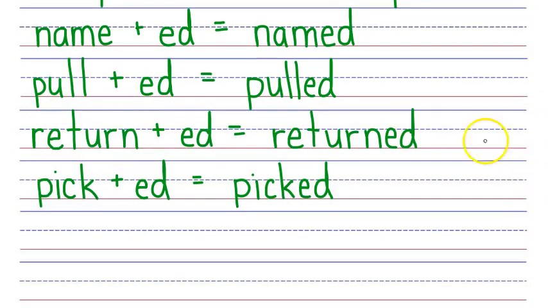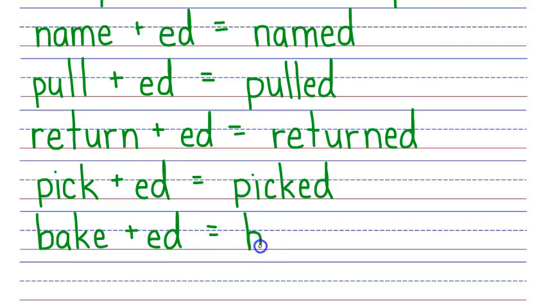Next word is bake. Bake is spelled with a B that says B, an A that makes a long A sound, a K that says K, and a silent final E. I bake. If we want that to happen in the past, we add ed to make it baked. I baked a cake.